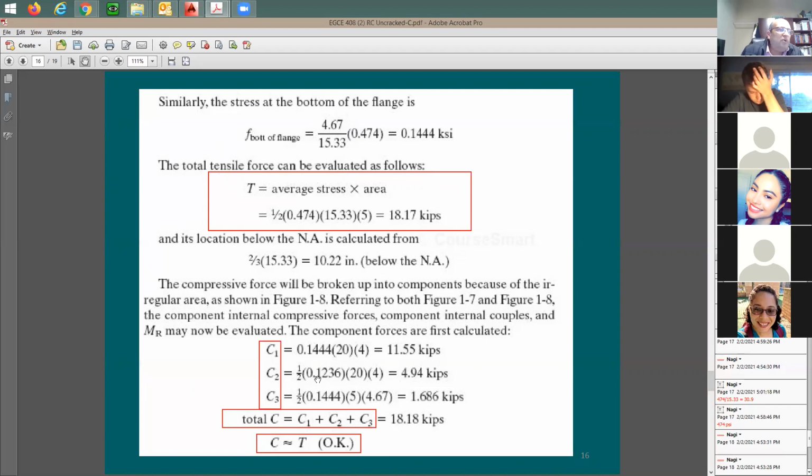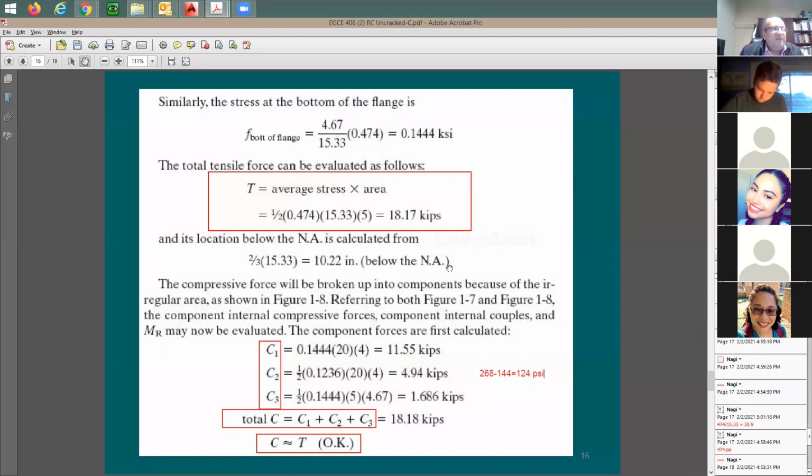And what is this 0.1236? I'm wondering, where is this coming from? I'm going to say this is going to be equal to 268 minus 144. Can someone help me and confirm that? Yes? No? 0.124? Is this correct? Yeah. Okay. 124 psi. Now it makes sense.